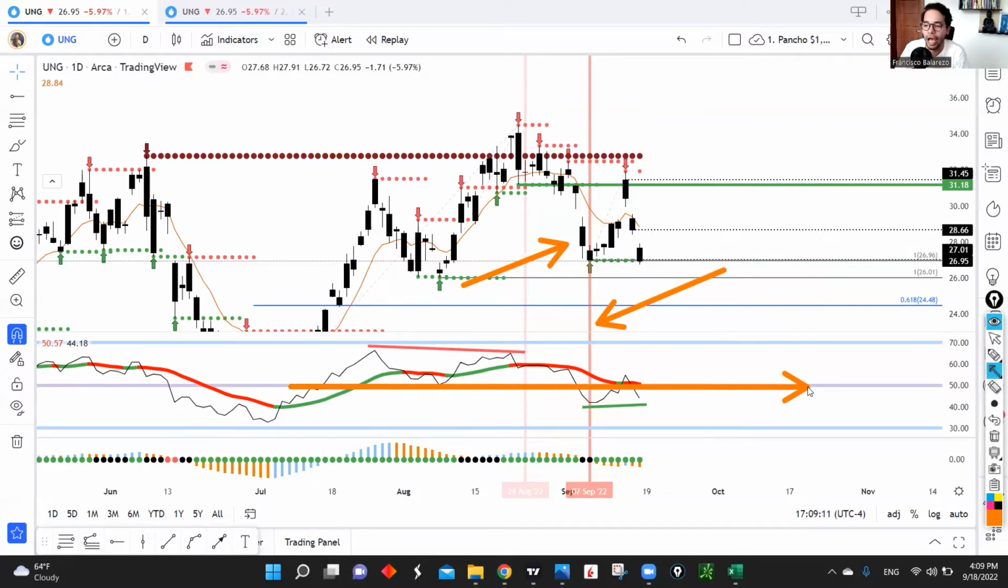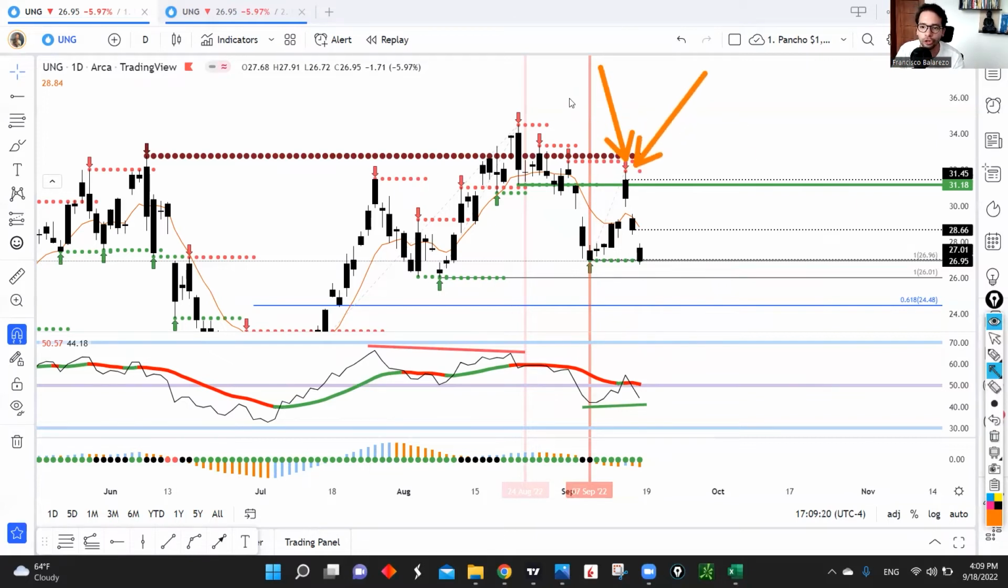And that's exactly what happened in UNG. In the moment that we broke structure completely, you can see that we actually retested that structure, and that was this day right here. That's why it's really important to keep these levels on your chart. That level was 31.18. The moment that we retested that structure, that's a clear signal that we have an opportunity to take the short in UNG.